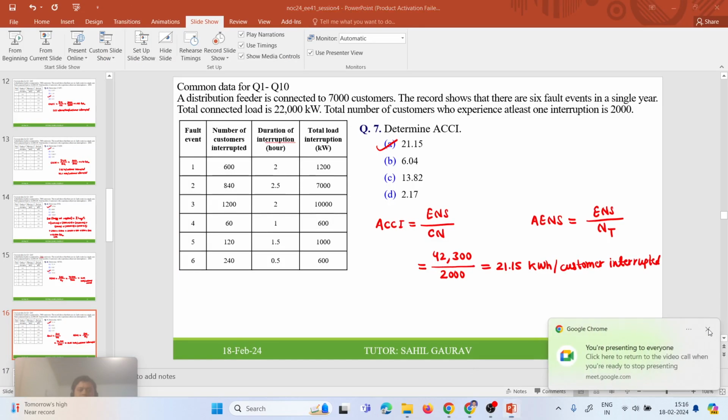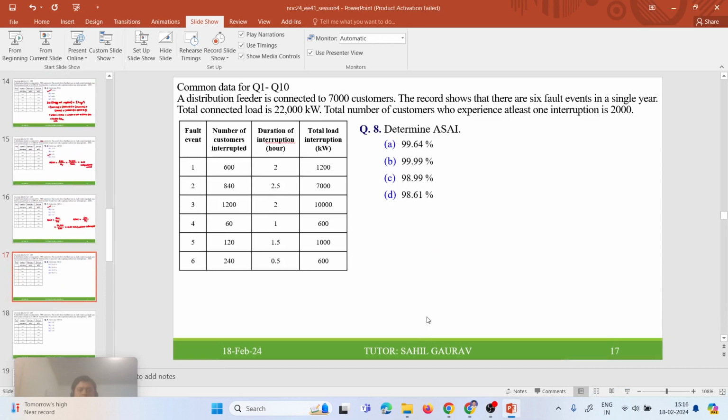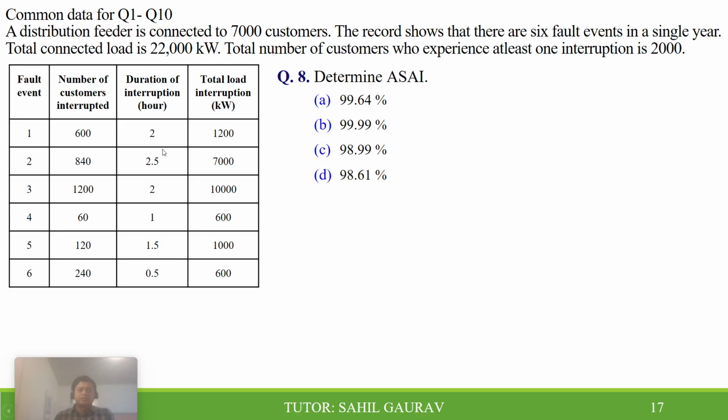Now let us see problem number 8. You have to determine the ASAI, the average service availability index. So you have to find the customer hour service availability. That means you multiply the total number of customers served with the number of hours, and then you subtract the total interruption duration, that is sigma RiNi.